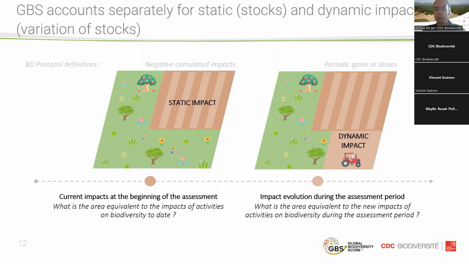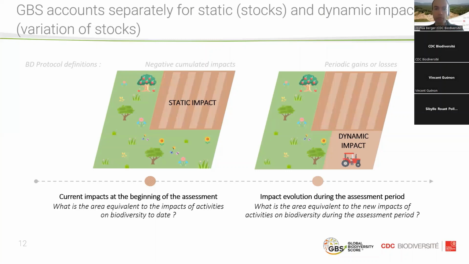And then we move to the right. At the end of the assessment, the farmer increased the surface area of the cropland, and you have additional periodic losses, and that's what we call dynamic impact. So that's a variation of impact. So it's very important to look at both the stock of remaining biodiversity, stock of past impacts, and additional gains or losses during the period assessed. That's what allows you to compare to the trajectory I showed at the beginning.